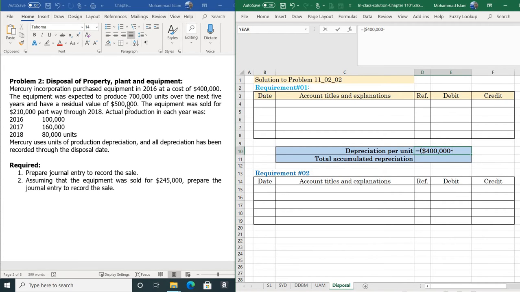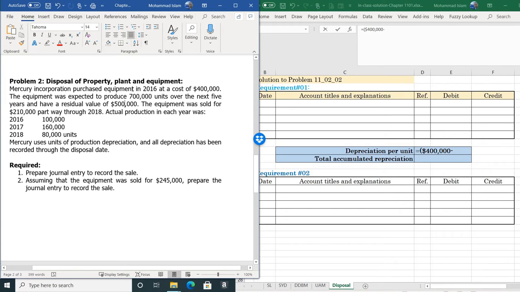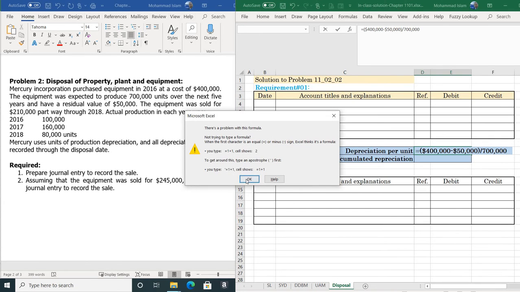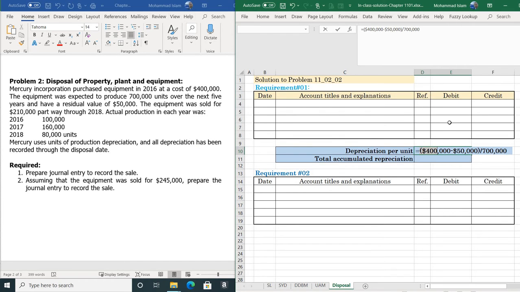How is it 500,000? No, it should actually be 50,000. This was a typo, I'm sure. Because the cost of the asset is 400,000, how can we have a residual value of 500,000? So it should be 50,000. So 50,000 divided by the total number of units that we can produce, that is 700,000. Oh no, it is saying we should not use the comma. Okay, let's get rid of the comma.